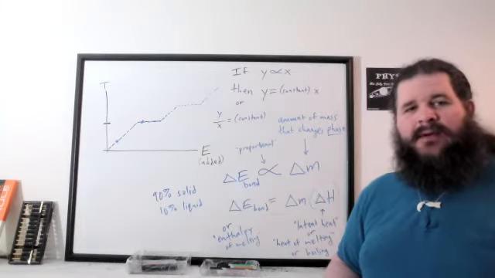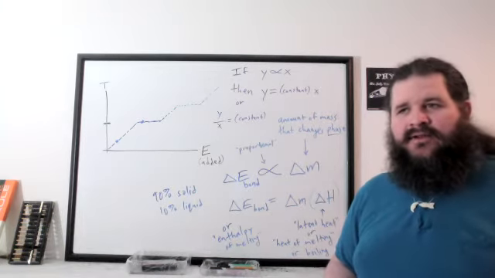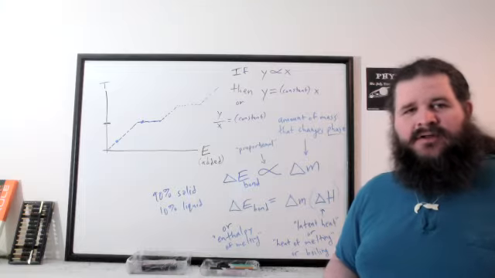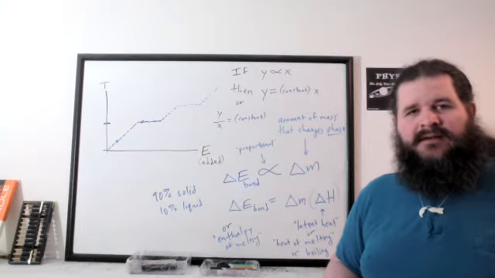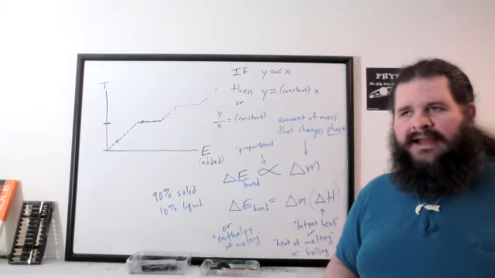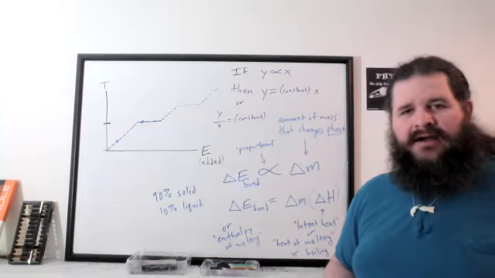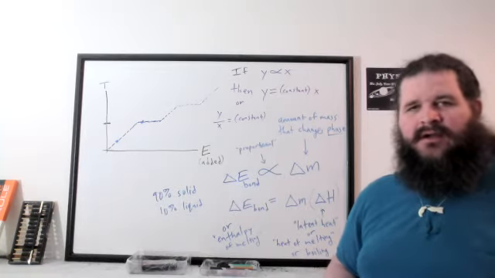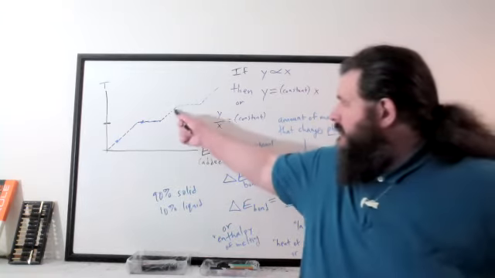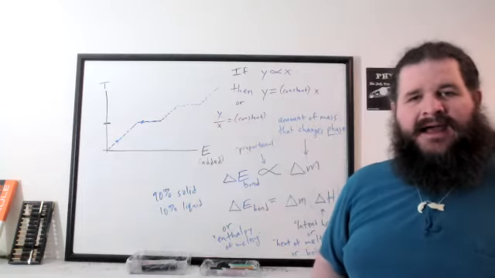Instead, delta H is a property of the material. For instance, ice melting and turning into water. There's a certain delta H associated with that. Or iron being melted into molten iron. There's another delta H associated with that. Or liquid water boiling and turning into steam. There's another delta H associated with that.